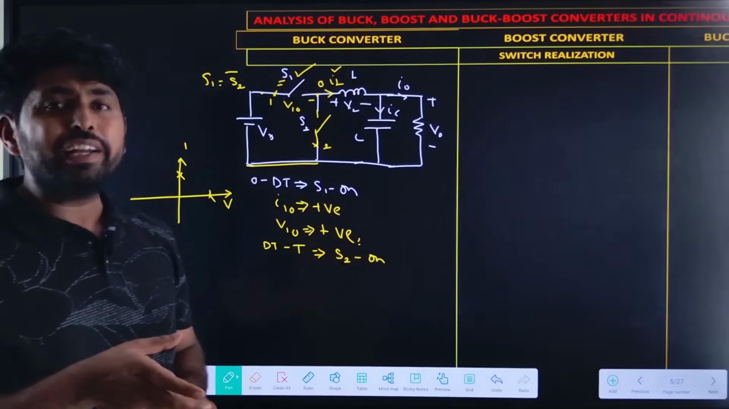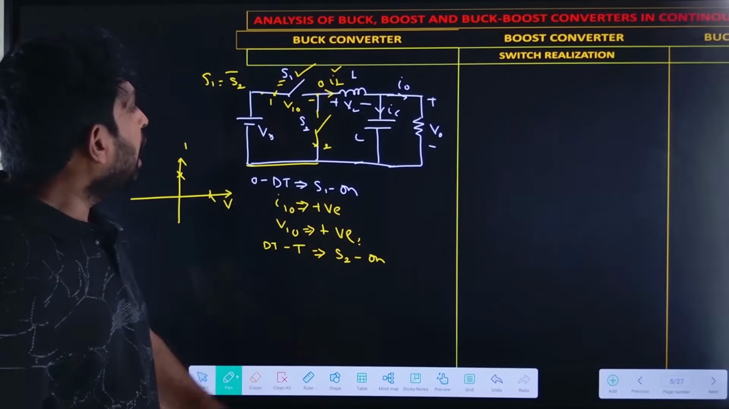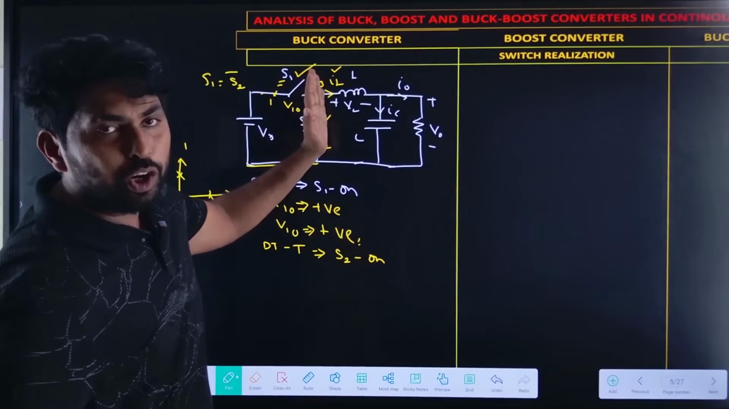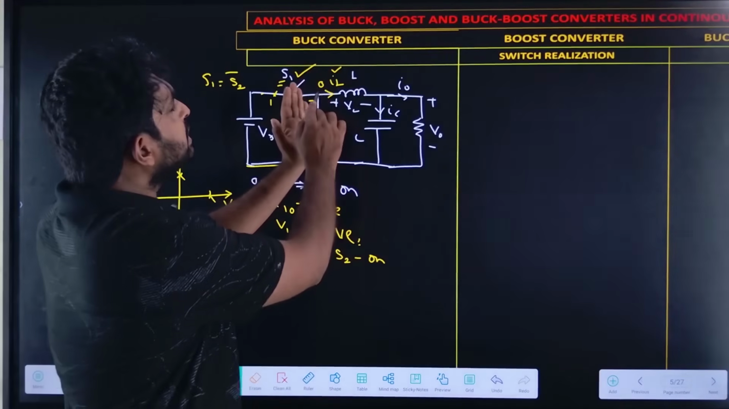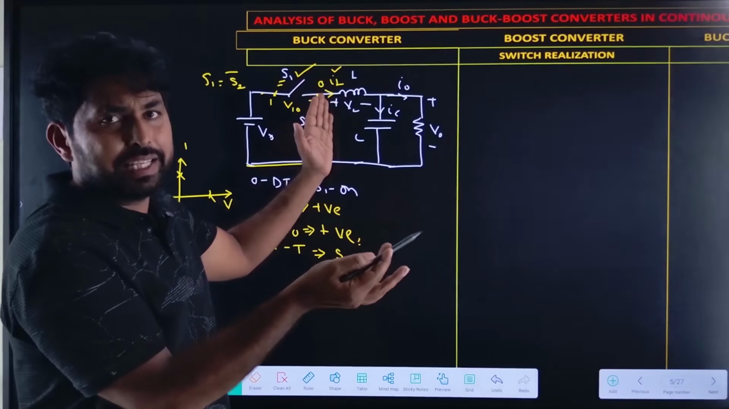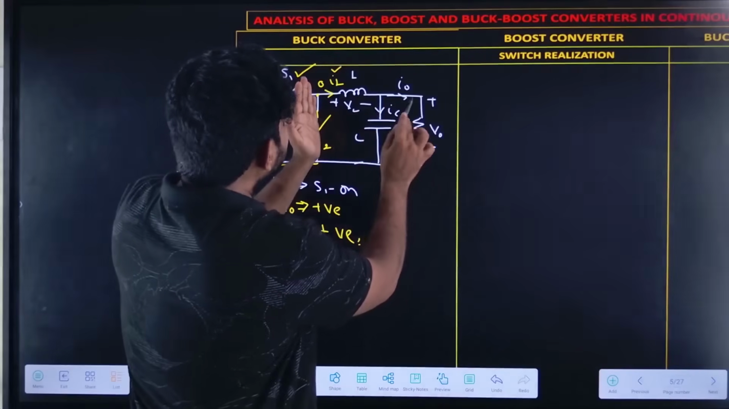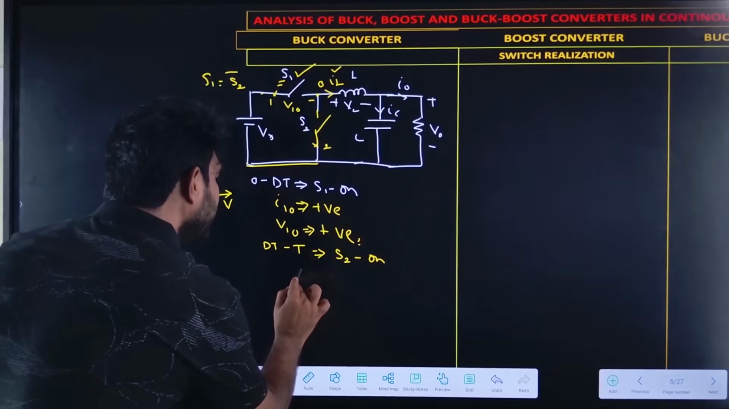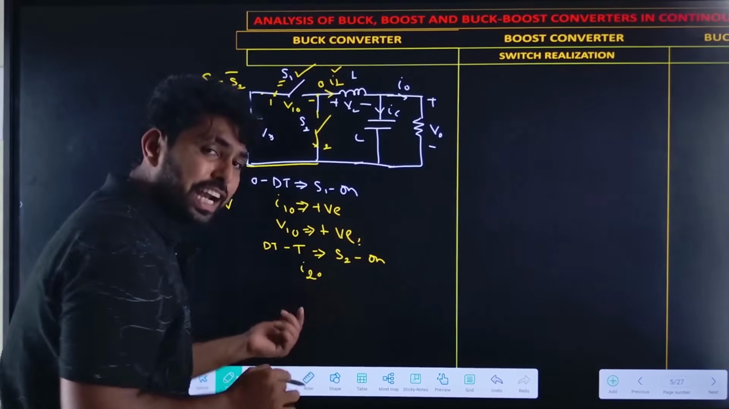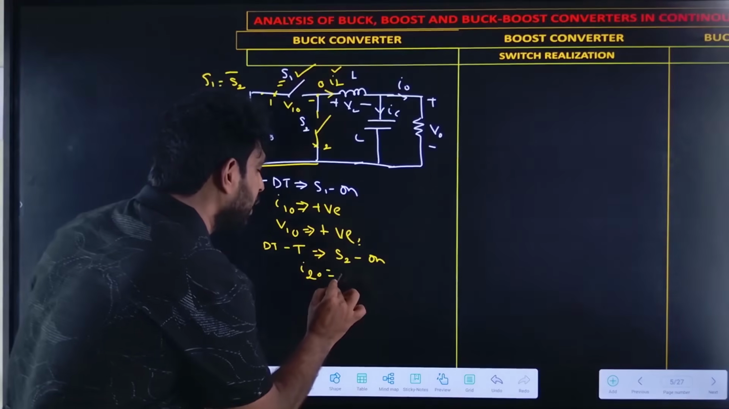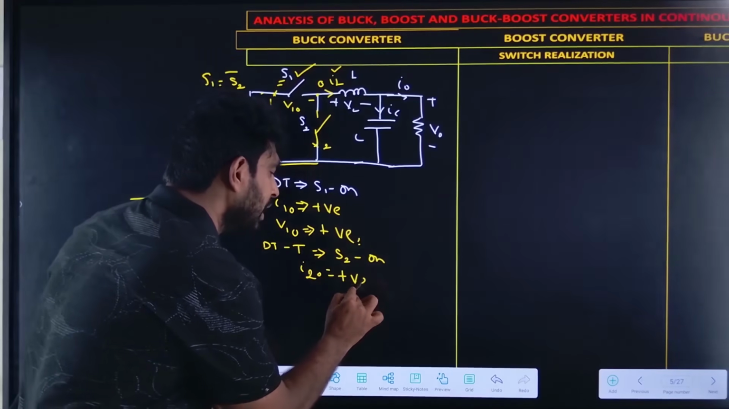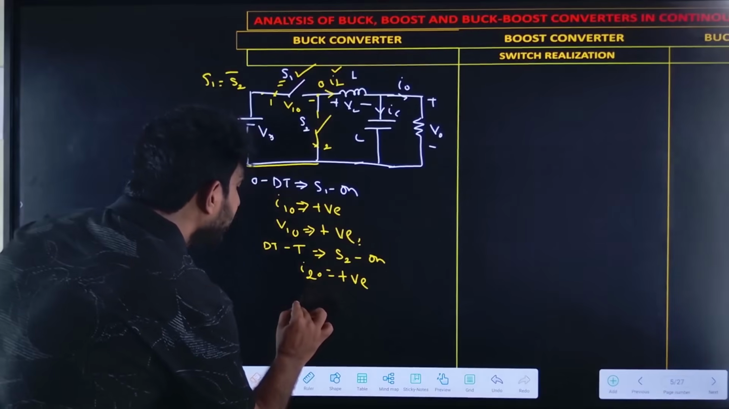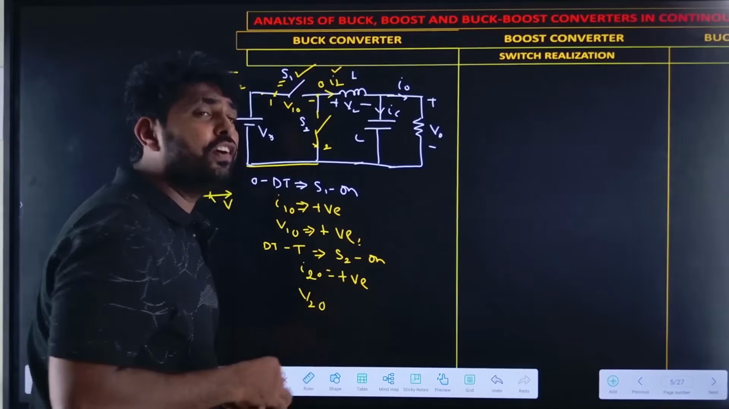So during the on condition of S2, how will the current direction be? Because the inductor current will not vary, the direction is the same, so the current direction will be 2 to 0. So I20, the current flowing through switch 2, is positive. Now we need to find V20. How can we find V20?